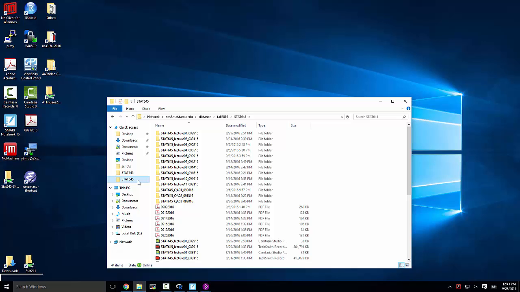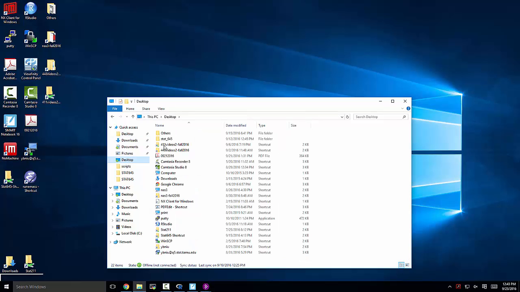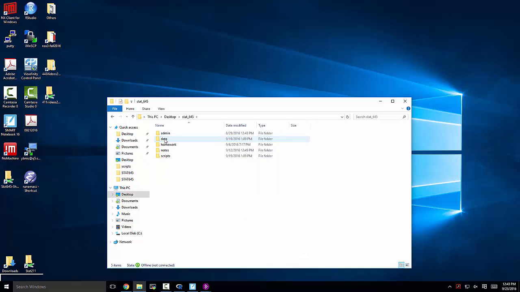Hey Yabo, did they re-image this computer or something? The STAT645 folder, I don't see it anymore. There was usually a STAT645 folder here. Yeah, that's the problem. So go to desktop. It won't let me. Oh, okay. Oh, there it is. Yeah, something disappeared. Huh. I think it's here. I don't know why. But okay, thanks.